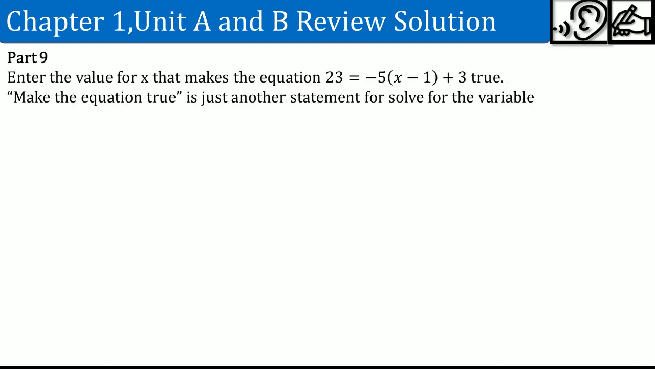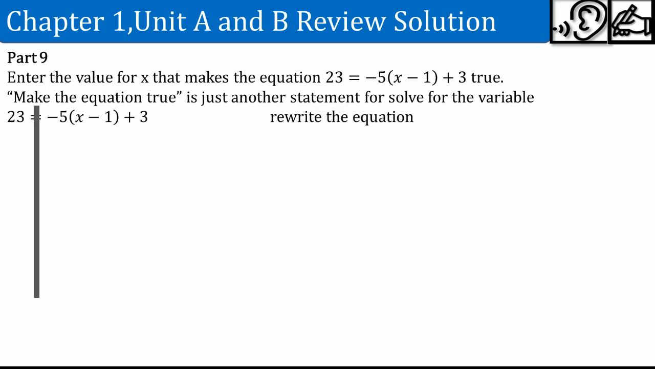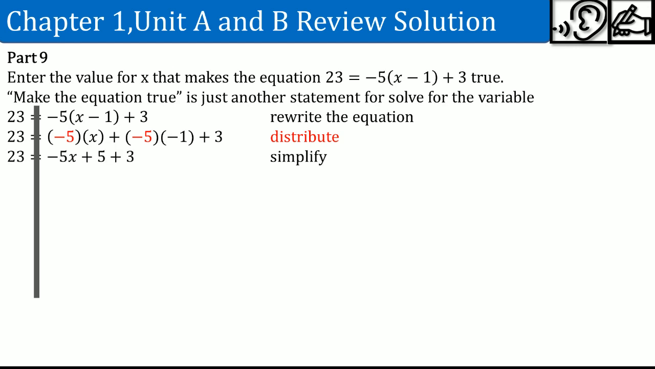Part 9, you're going to enter the value of x that makes this equation true. Again, please understand making the equation true is just another statement for solving for the variable. Rewrite the equation and draw the line straight down. You see that there is a parentheses, therefore you're going to distribute. Negative 5 is going to be multiplied to the x, and negative 5 is going to be multiplied to the negative 1. Negative 5 times x is negative 5x. Negative 5 times negative 1 is positive 5. My right-hand side, 5 plus 3, is 8.